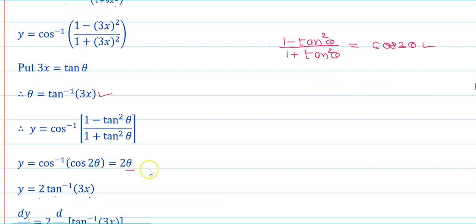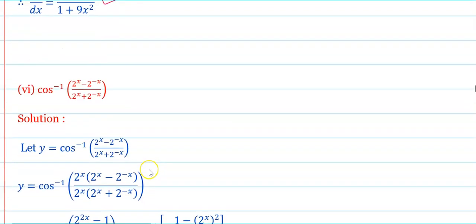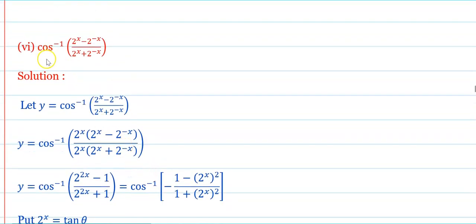Now the next problem. Cos inverse of in bracket 2 raised to x minus 2 raised to minus x upon 2 raised to x plus 2 raised to minus x. Now again, we will take 2 raised to x as common, or multiply the numerator and the denominator by 2 raised to x. If you multiply numerator and denominator by 2 raised to x, then what will happen?